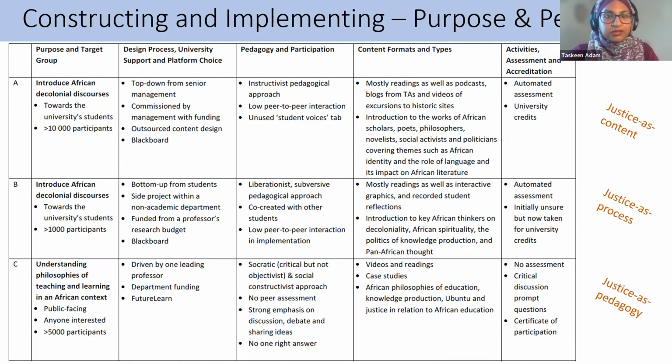So in this course, they took quite a justice as content perspective. They felt like, look, we're talking about our different African heroes and literatures and cultures. So, we've decolonized, right? And then the second one was a similar course, actually at the same university, which took a very bottom-up approach. Students decided they wanted to bring these decolonial perspectives into their education space, and they came together. These students didn't have the resources to do what the institutional level did.